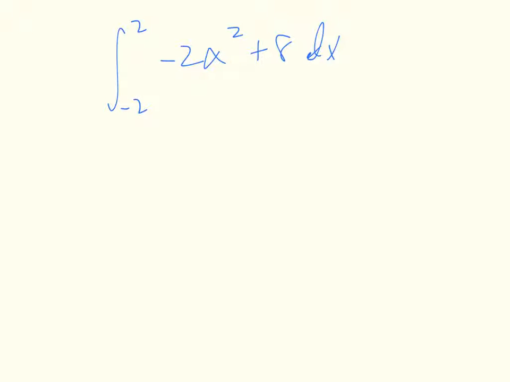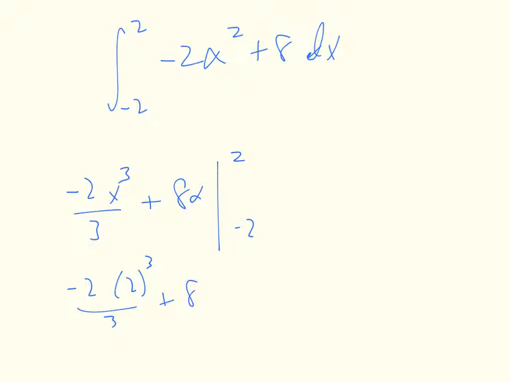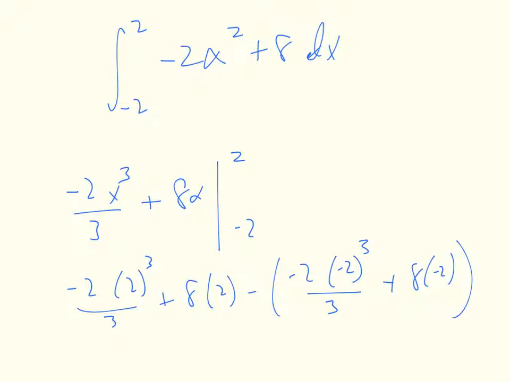So now that we have the terms combined, we're going to do our straight integration, again using our rules for integration. So we have negative 2x to the third over 3 plus 8x from negative 2 to 2. We're going to plug in our values, so negative 2 times 2 to the third over 3 plus 8 times 2, minus the entire thing, negative 2 to the third all over 3 plus 8 times negative 2. All right, the next thing we'll do is evaluate this.